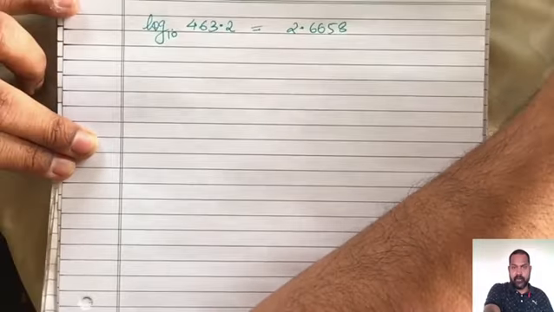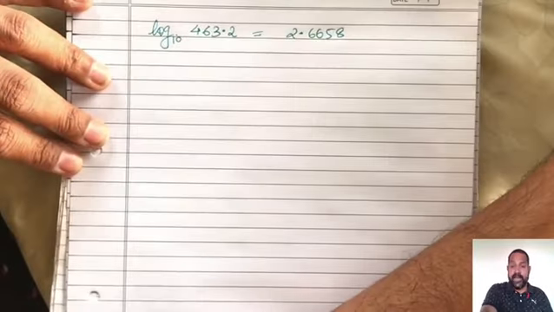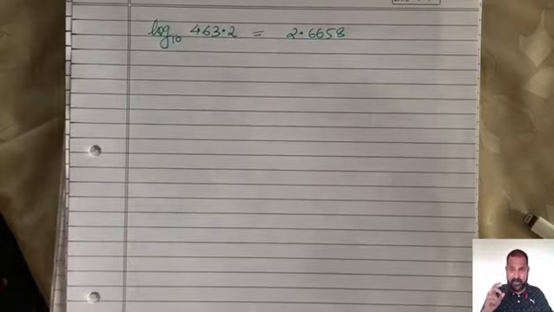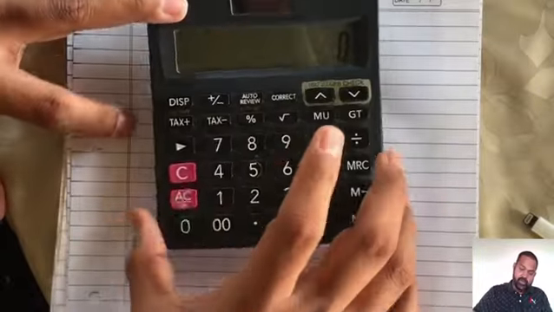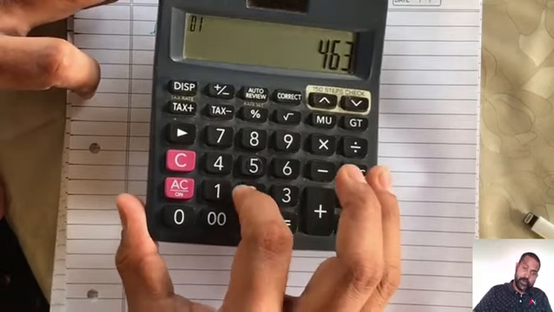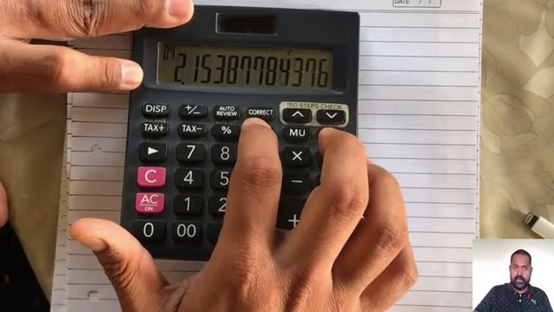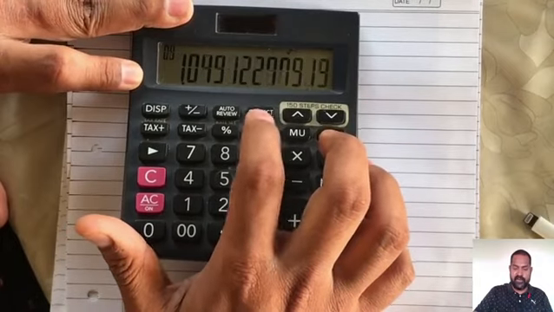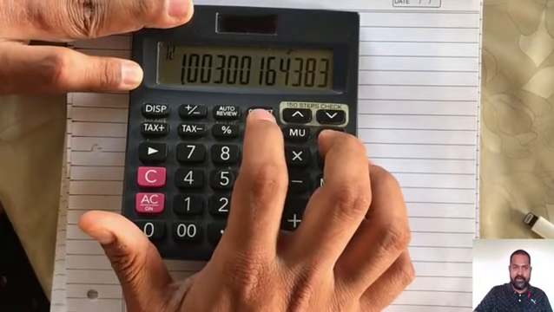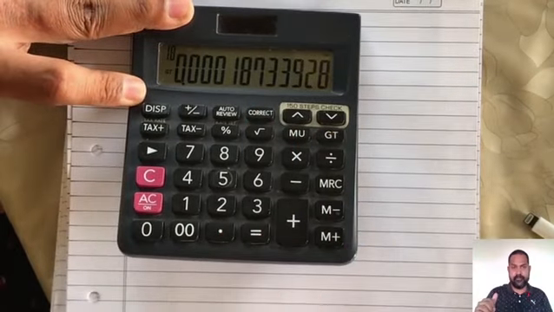Let's come back, 2.6658, correct? I'm going to show you that in the calculator also we would have gotten the same answer. How would you do that? What is your number? It is 463.2, correct? Press the root sign 15 times. 1, 2, 3, 4, 5, 6, 7, 8, 9, 10, 11, 12, 13, 14, 15, minus 1.